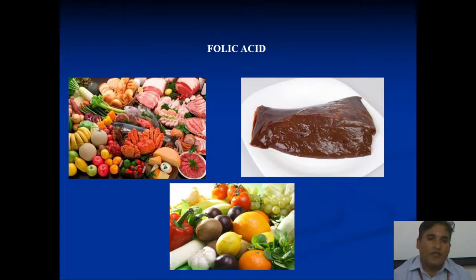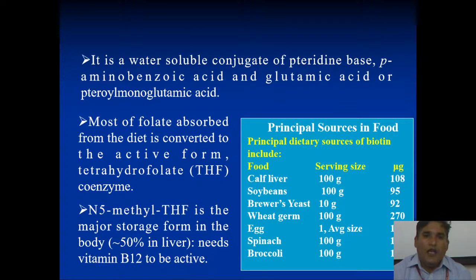Now comes folic acid. These are the normal food sources of the vitamin B, folic acid. Also liver. It is a water soluble conjugate of pteridine, para-aminobenzoic acid, and glutamic acid. Most of the folate absorbed in the diet is converted to the active form, tetrahydrofolic acid. And the major storage form of folic acid in the liver is N-methyl tetrahydrofolate.